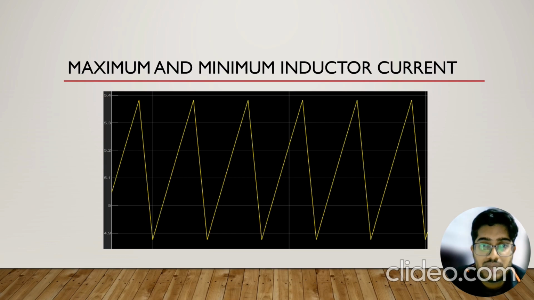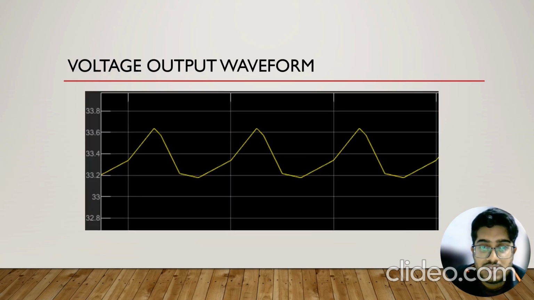So this is maximum and minimum inductor current. As you can see here, the upper peak is the maximum inductor current, which is about 5.38, and the lower peak is the minimum inductor current, which is about 4.7 ampere. Next, this is our voltage output waveform. Based on this voltage output waveform, we can calculate the voltage ripple.